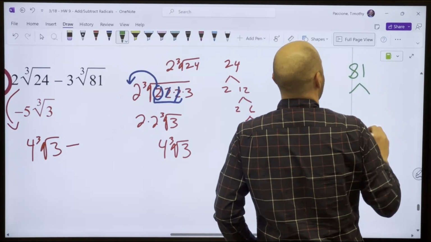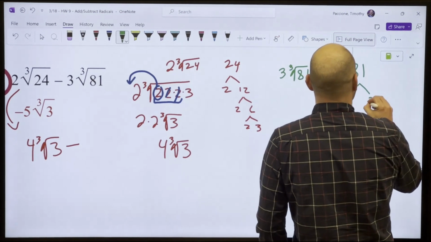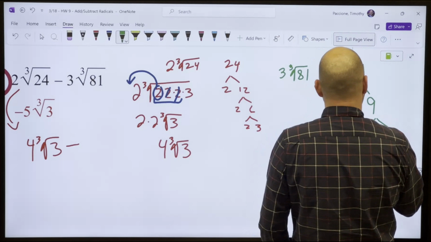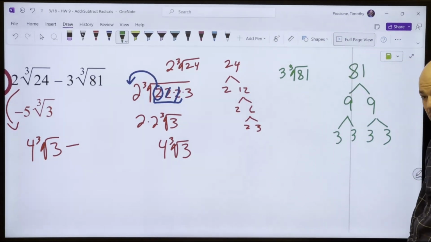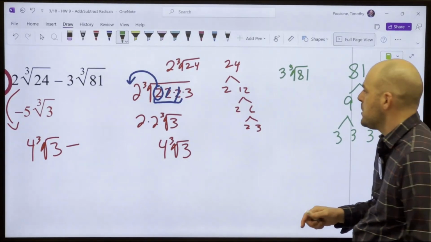With 81, I'm going to do this: instead of dividing by 3, divide by 3, divide by 3. I know 9 goes in 81, so I can just do it that way. There's no reason you can't start with whatever number you know. 9 becomes 3, 3, 3, 3, right? You still get to your numbers, okay?